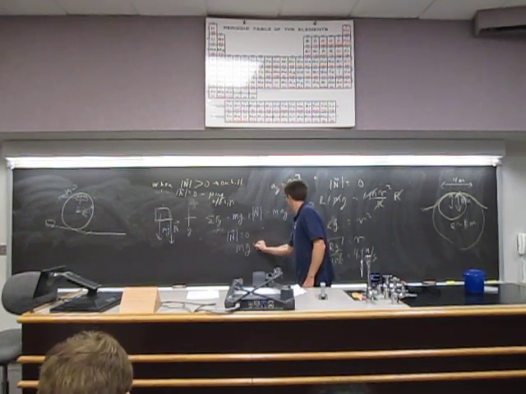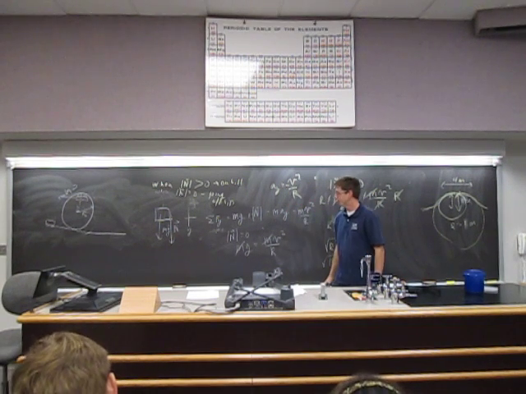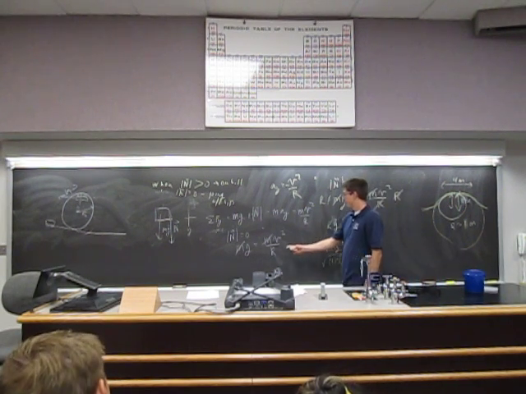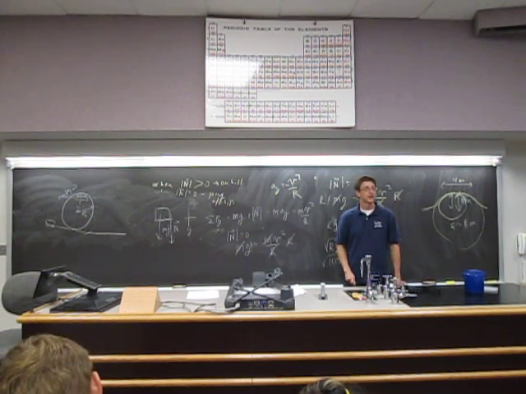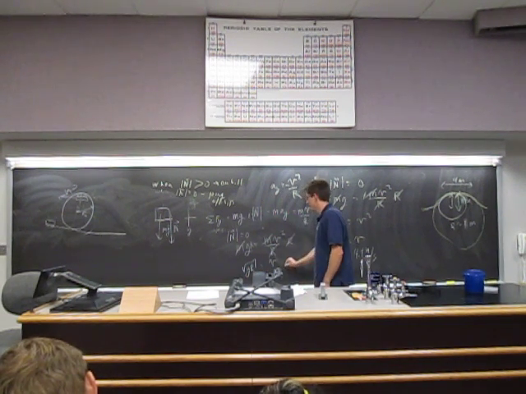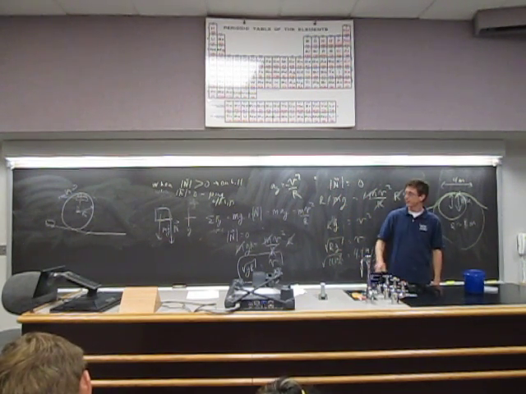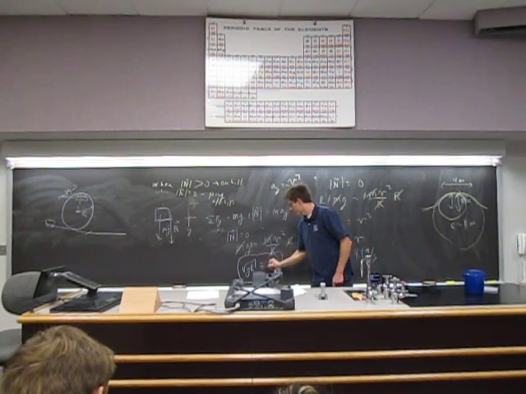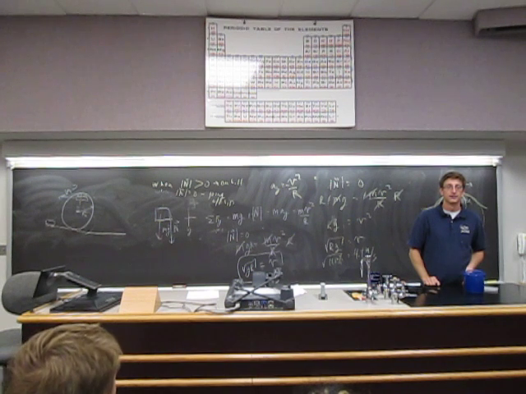So mg in that case would be m v squared over r. Those m's cancel. Multiply both sides by r, take the square root. And that's my condition to make it safely around the track: v has to be bigger than square root of g r. That makes sense.